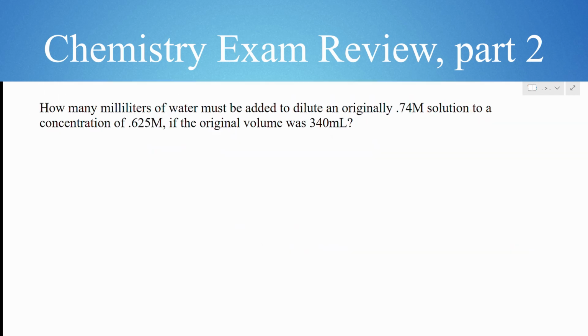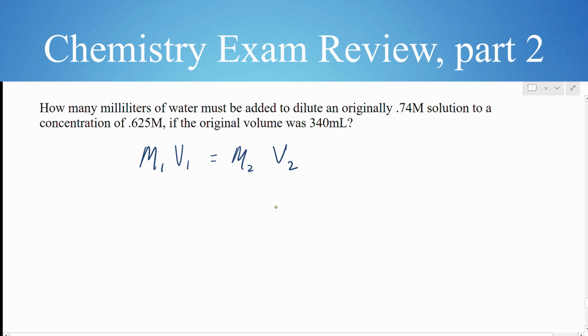How many milliliters of water must be added to dilute an originally 0.74 M solution to a concentration of 0.625 M if the original volume was 340 milliliters? Okay, so this one we're going to use the equation M1 times V1 is equal to M2 times V2. The initial molarity times the initial volume should equal the final volume times the final molarity.